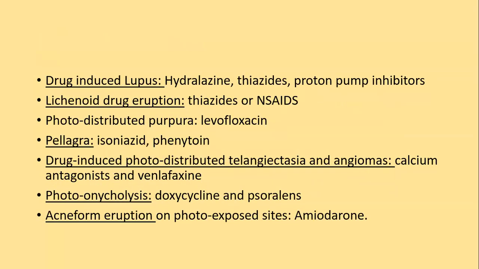Drug-induced lupus occurs because of hydralazine, thiazides, and proton pump inhibitors. Lichenoid drug eruption occurs because of thiazides and NSAIDs. Photodistributed purpura: levofloxacin. Pellagra: isoniazid and phenytoin. Drug-induced photodistributed telangiectasias and angiomas by calcium antagonists and venlafaxine. Photoonycholysis: doxycycline and psoralen. Acneiform eruption on photoexposed sites: amiodarone.